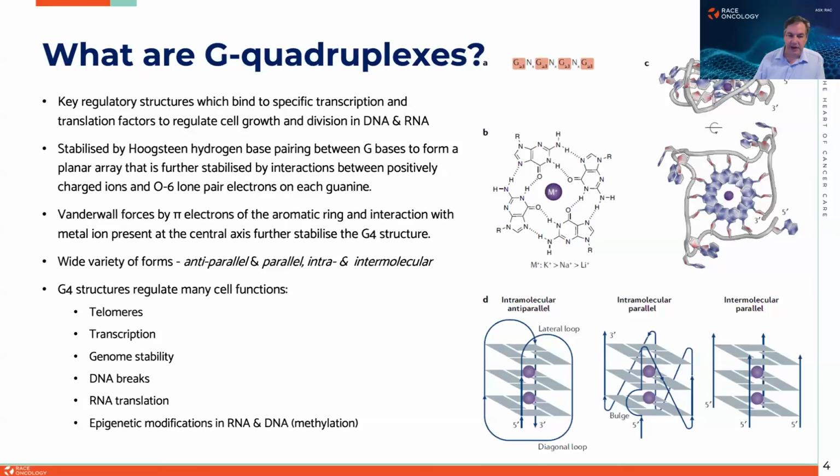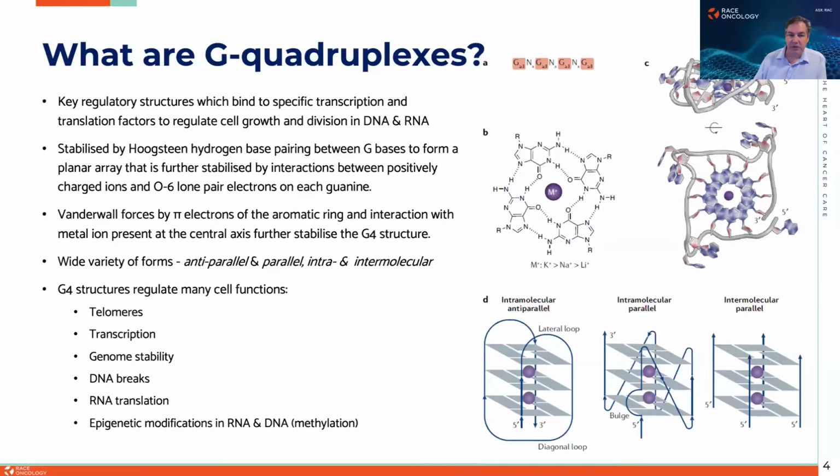Telomeres, which are the structures at the end of the DNA, allow DNA replication to occur, and affect transcription and the stability of the genome. If you don't have a stable genome, you're going to end up with cancer. DNA breaks, translation of RNA, and also epigenetic modification at both the RNA and DNA level. So these are very important regulatory systems that exist throughout the genome. So targeting these will have a lot of effects.